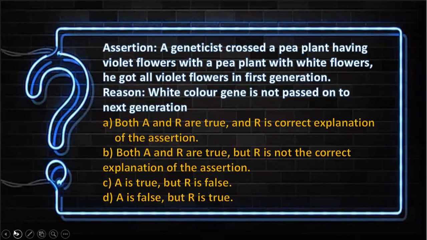Next assertion is from heredity and evolution. A geneticist crossed a pea plant having violet flowers with a pea plant with white flowers. He got all violet flowers in the first generation. So on crossing, what happened? What type of plants are taken first? A pea plant having violet flowers and a pea plant having white flowers. After crossing, in the first filial generation, what happened? He got all violet flowers, right? That's the F1 generation, or the first generation. Everyone knows that term, right?